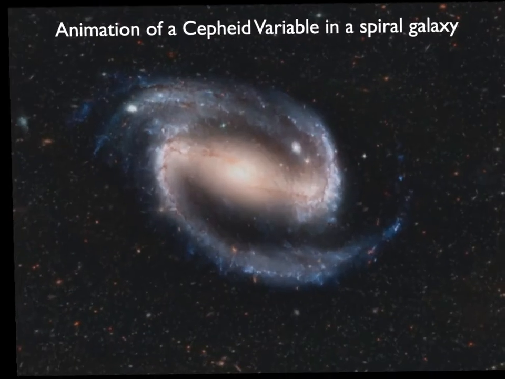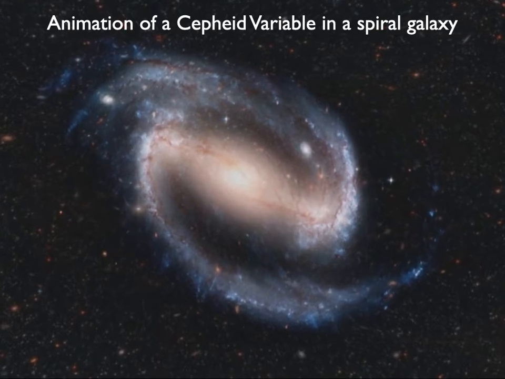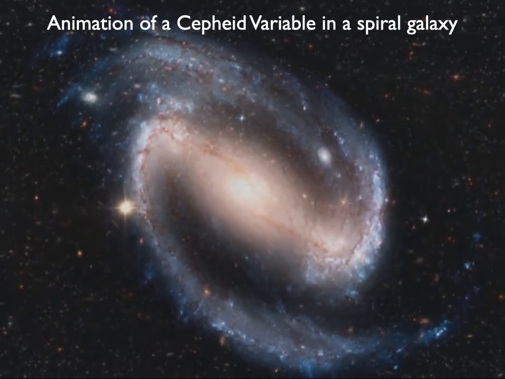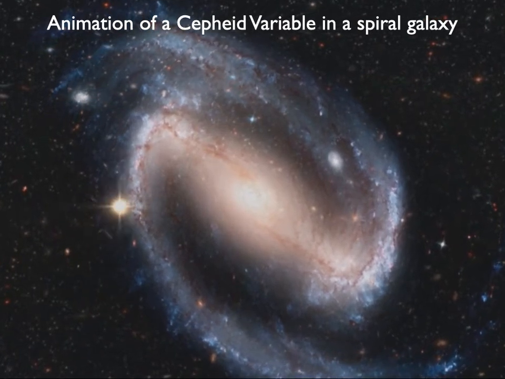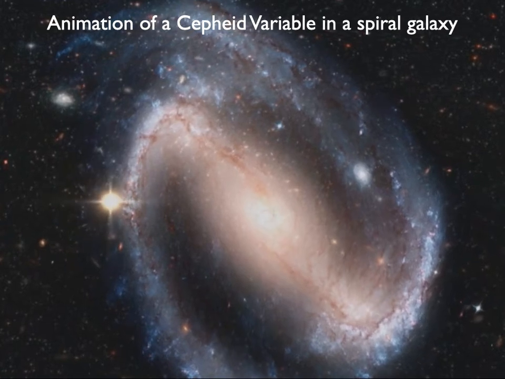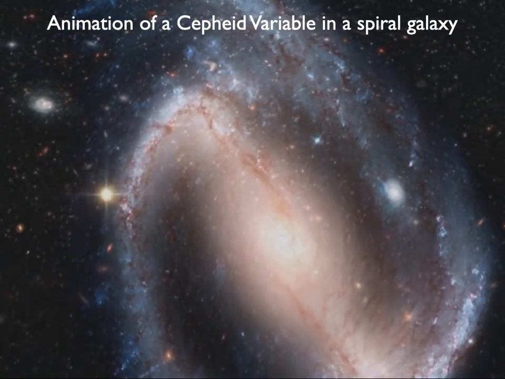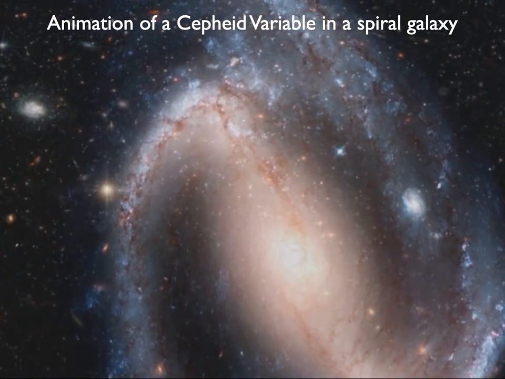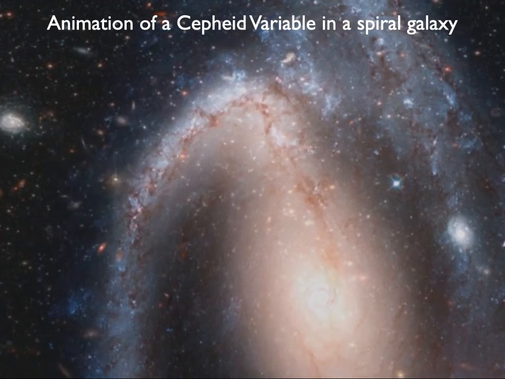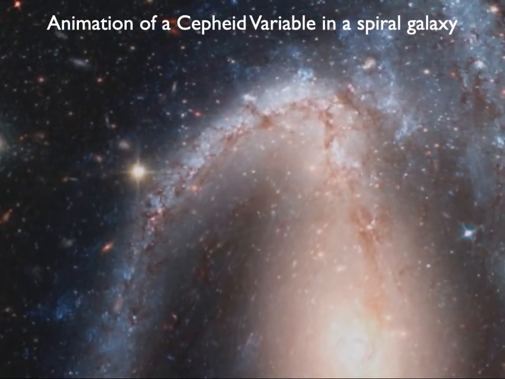So let's see an animation here. Here's an animation of a spiral galaxy, and there is a Cepheid variable star there. There we go. So these things pulse anywhere from tens of years to decades between pulses. This is pretty fast here, but they can take a long time between the pulses. But at least in terms of human lifetimes, we can measure these things.